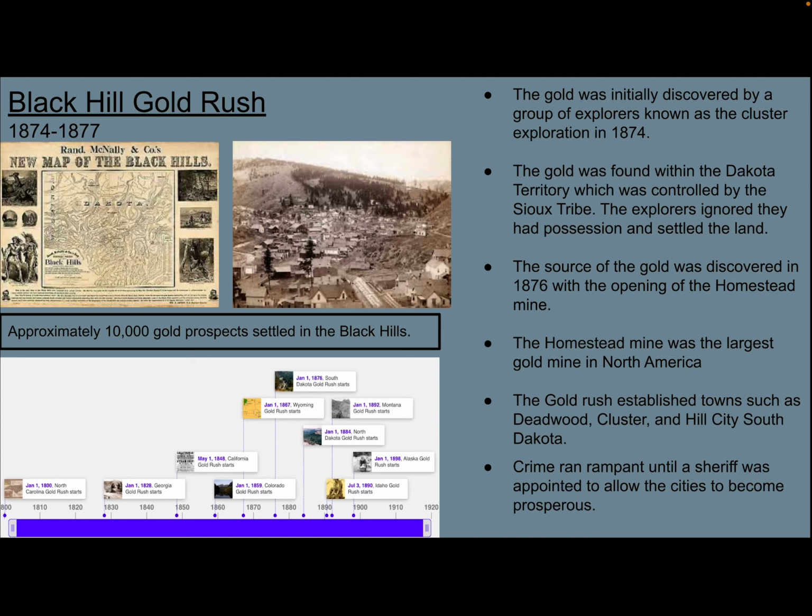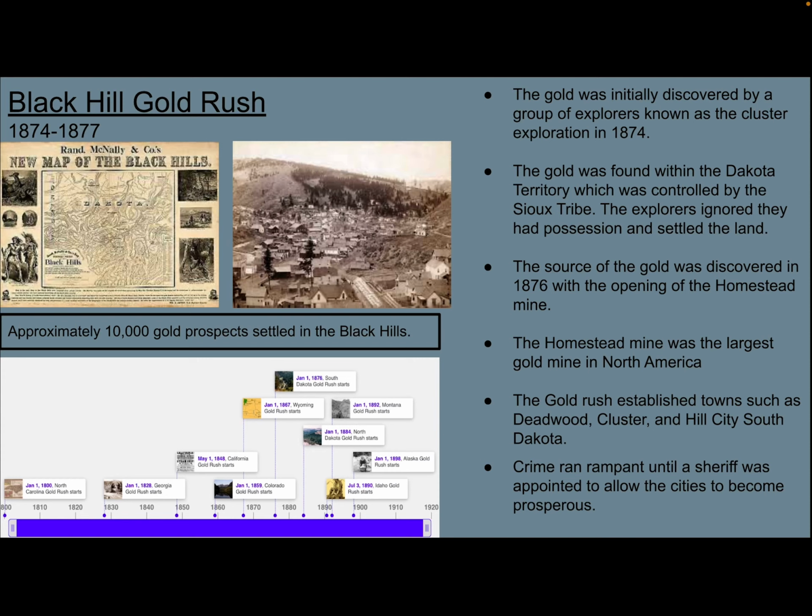long as possible. The Black Hill Gold Rush lasted from 1874 to 1877, and the result of this gold rush caused many of the citizens of the Sioux tribe nation to become very, very angry. And this gold rush resulted in the Battle of the Little Bighorn.